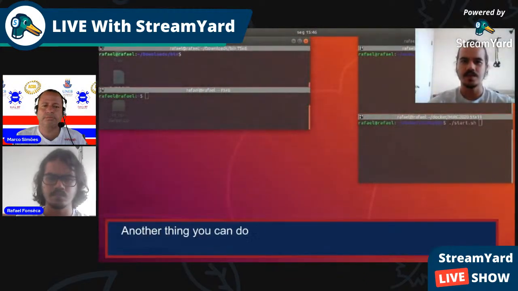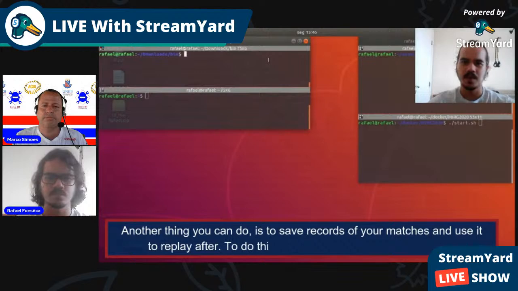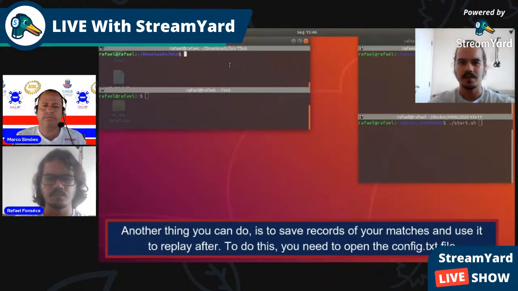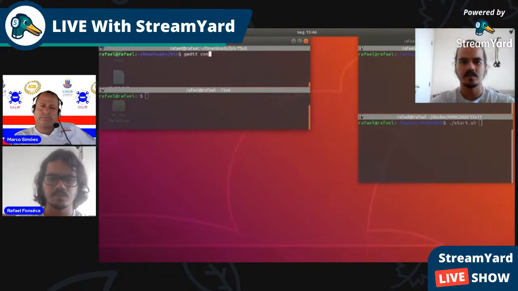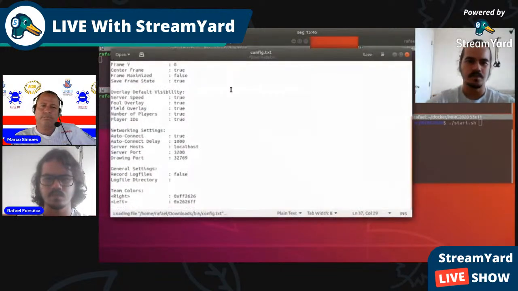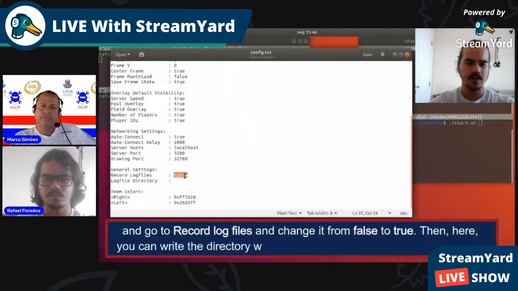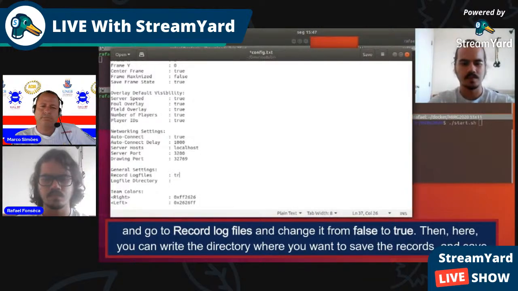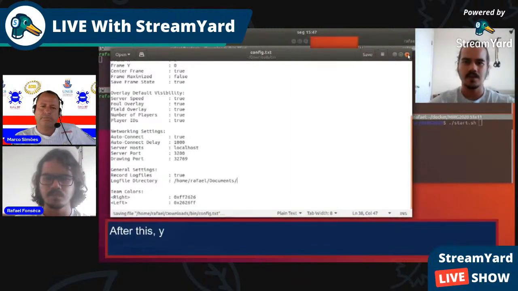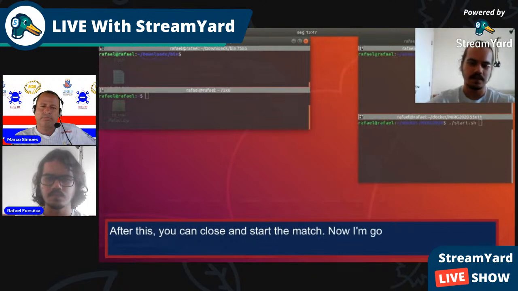Another thing you can do is to save records of your matches and then use them to replay afterwards. To do this, you need to open the config.txt file and go to record files, log files, and change from false to true. And then here you can write the directory where you want to save the records and save. And after that you can close it and start the match.